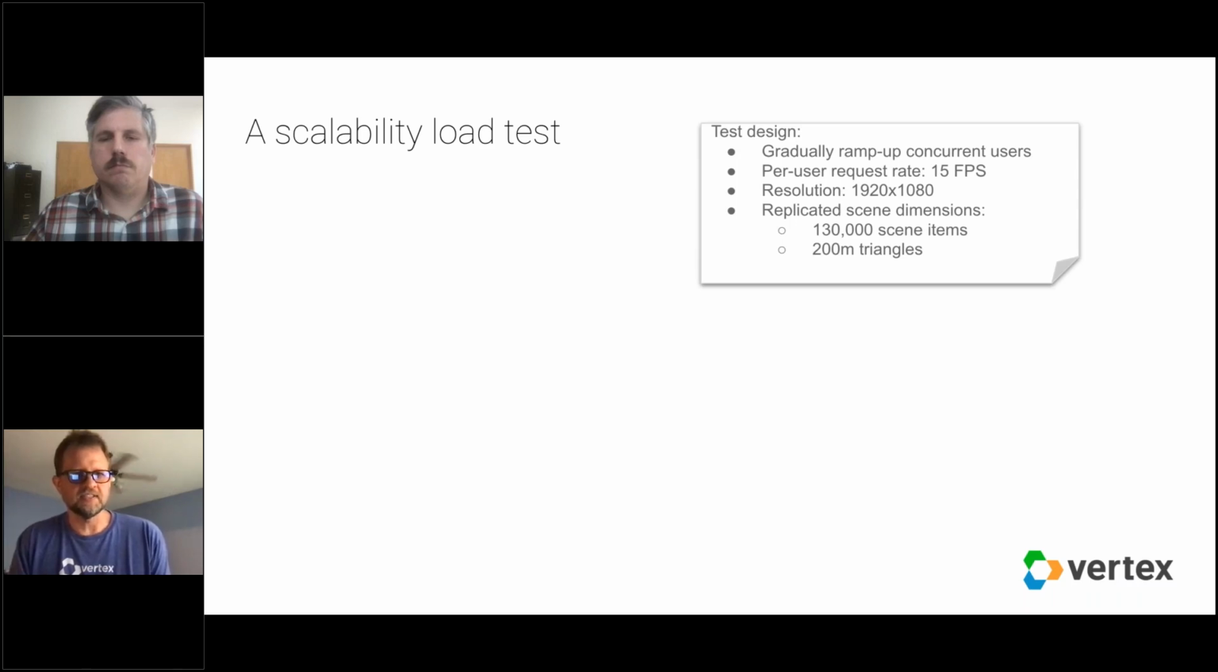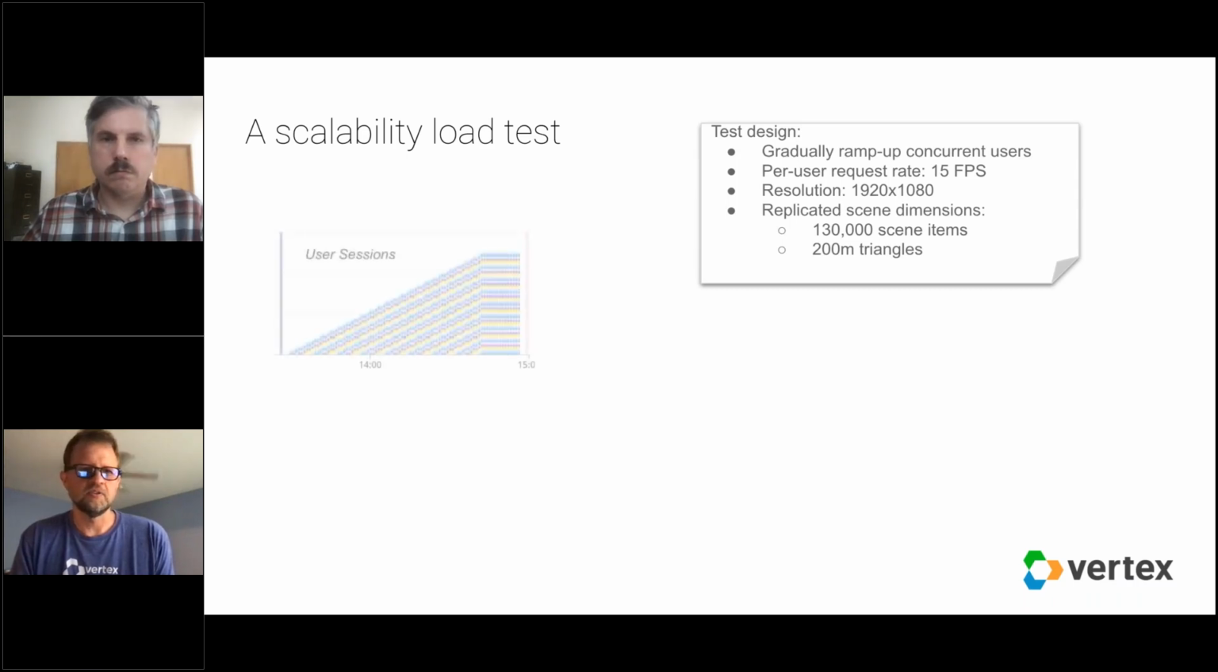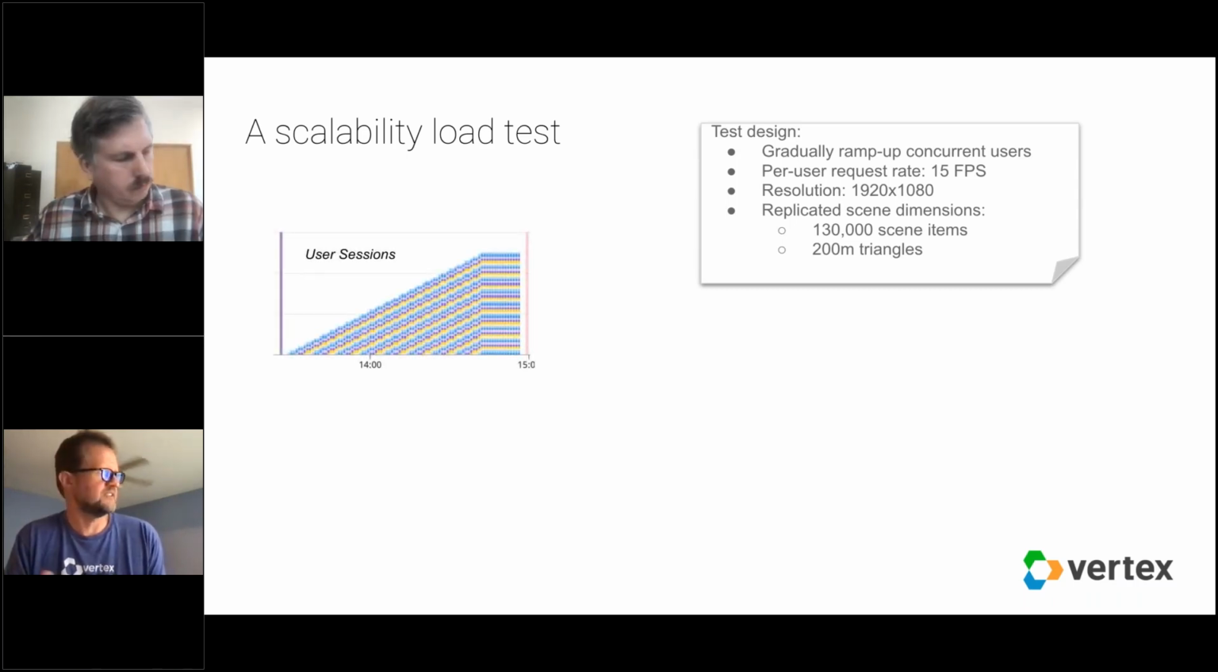And each user has a replica of the scene, which has approximately 130,000 items in it, for a grand total of around 200 million triangles. So this is a non-trivial scene at the very least. Here you can see the graph of the user sessions increasing over time, and again, as each user signs on, they begin requesting frames at 15 frames per second.